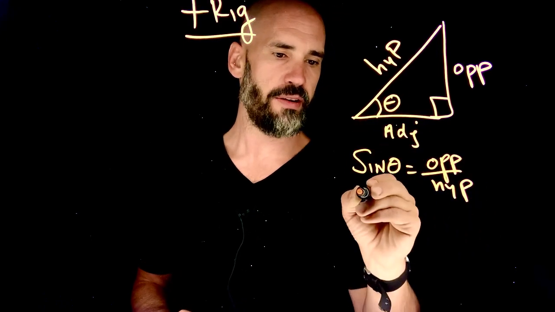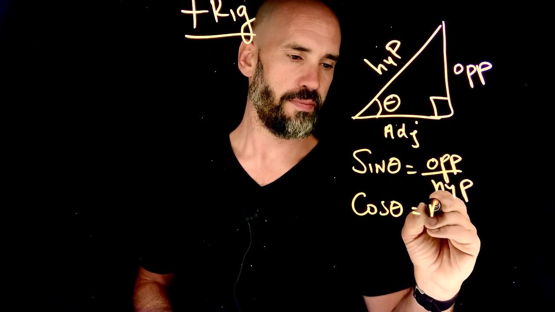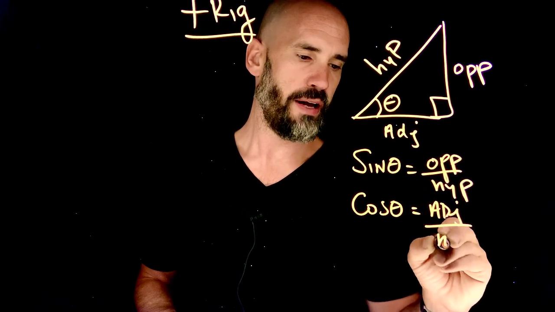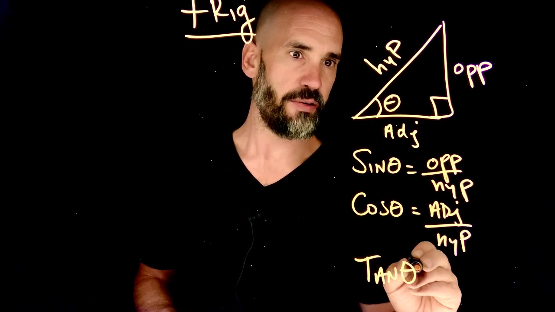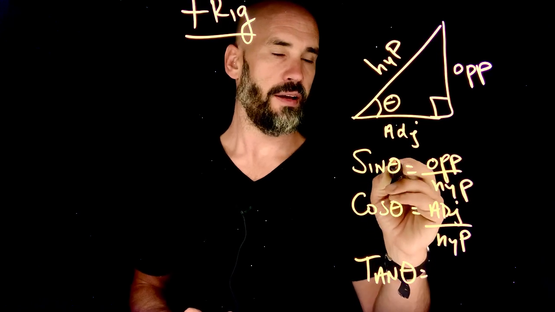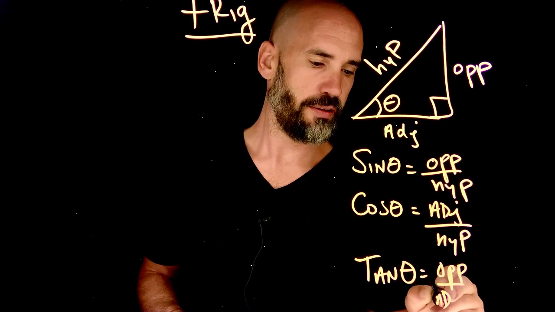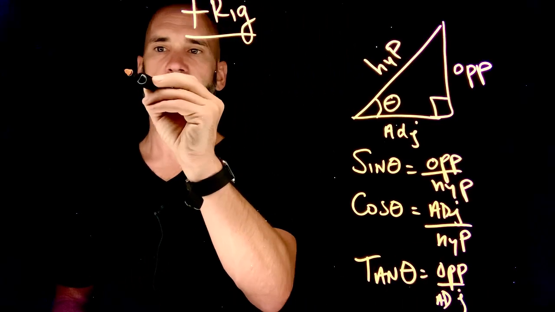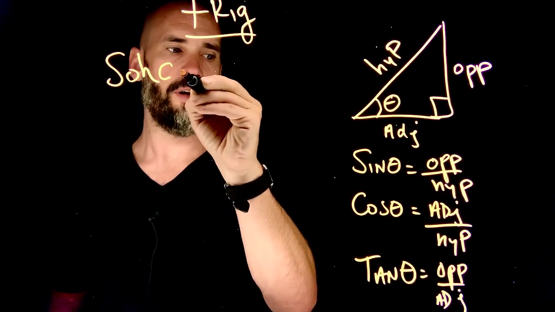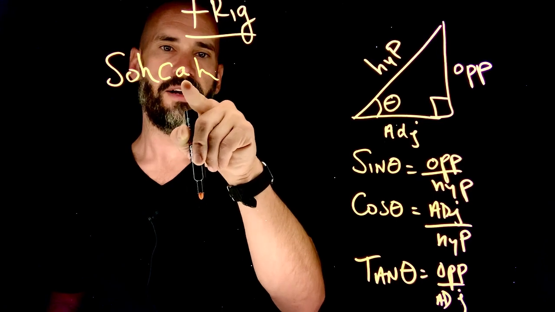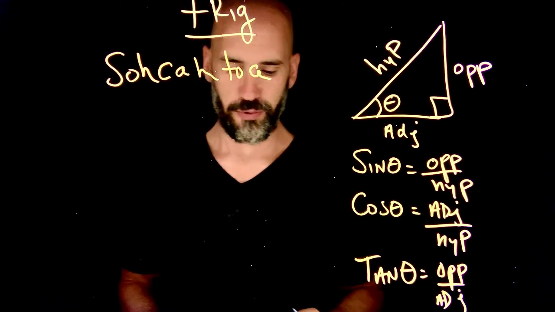And the cosine of this angle is always equal to adjacent over hypotenuse. And then the tangent of this angle is always equal to opposite over adjacent. And so that's where we get this famous thing called SOHCAHTOA. SOH: sine is opposite over hypotenuse. CAH: cosine is adjacent over hypotenuse. And then TOA: tangent is opposite over adjacent, okay?